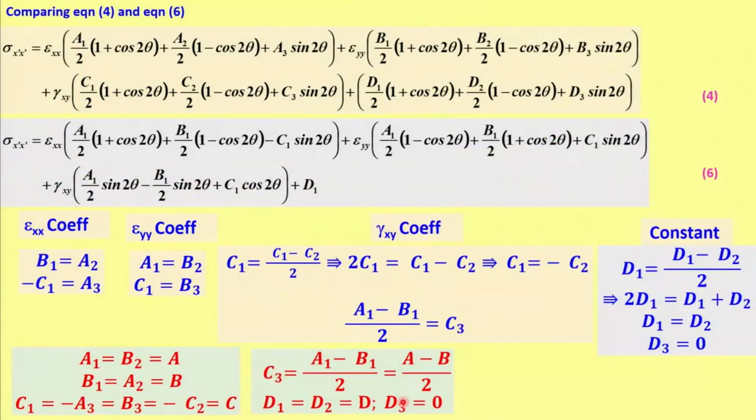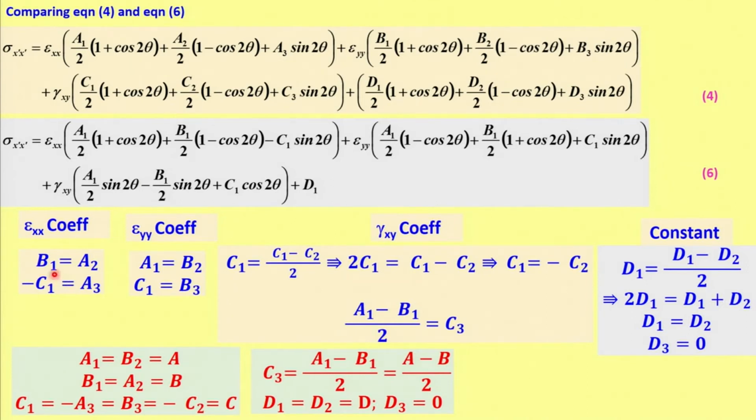Now you see I am putting equations 4 and 6. Equation 4 I had gotten by substituting sigma xx. Equation 6 I have gotten by substituting epsilon x prime. Both have the same left hand side, so the right hand side coefficients I can compare.